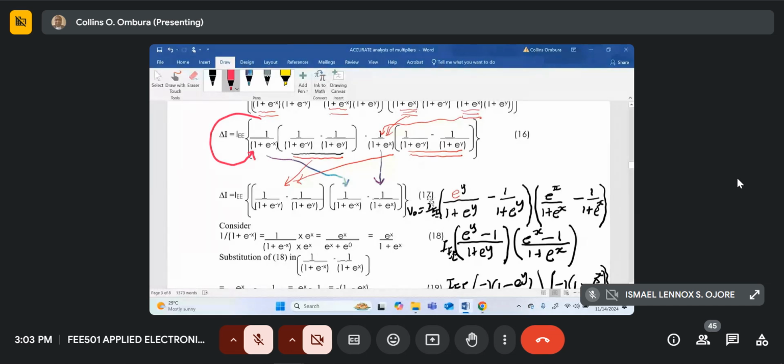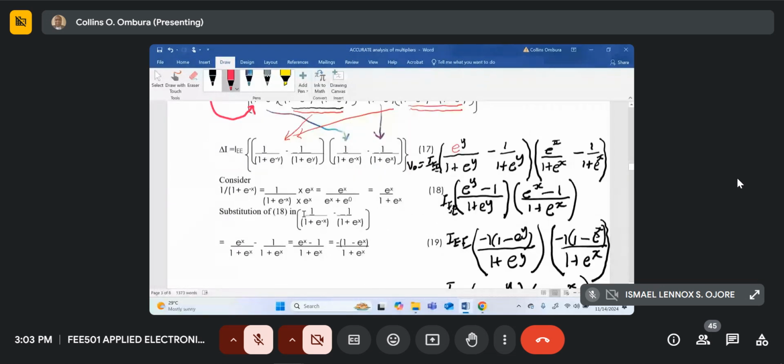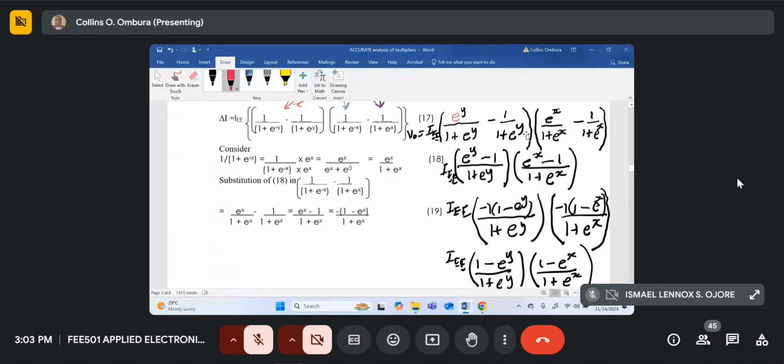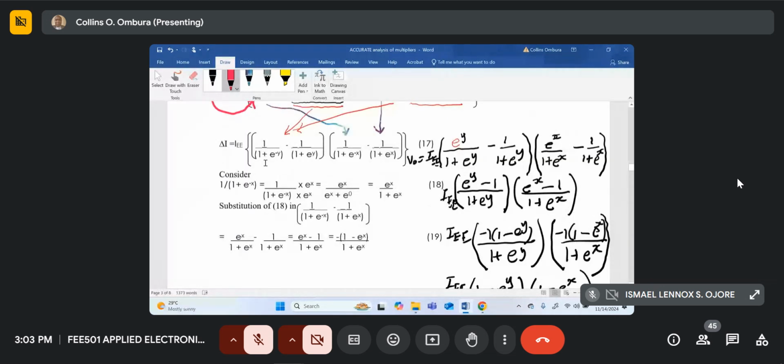So we had simplified 16 to get 17. Now we've got to simplify equation 17. Now to simplify 17, just forget what I've written with my pen over here. Let's just concentrate on the class notes over here.